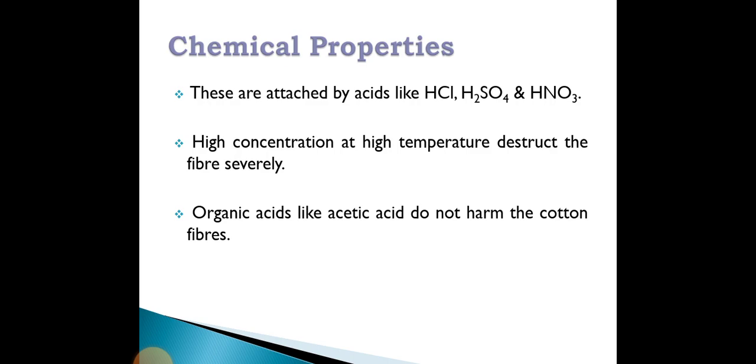Next, chemical properties. These are attacked by acids like HCl, H2SO4, and HNO3. High concentration at high temperature destroys the fiber severely. Dilute solutions of acids, if washed immediately, cause no harm to the fiber. If not, the cloth loses its strength and crumbles to powder. Organic acids like acetic acid do not harm the cotton fibers.